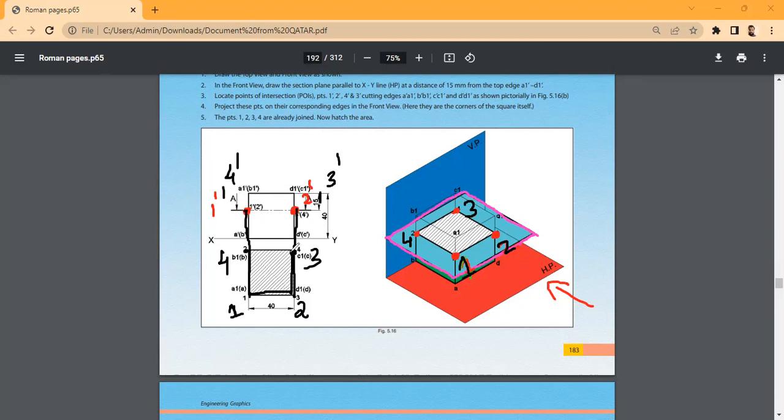So join 1, 2, 3, 4. This is your section. Draw 45-degree lines that represent the section. So this is my section.